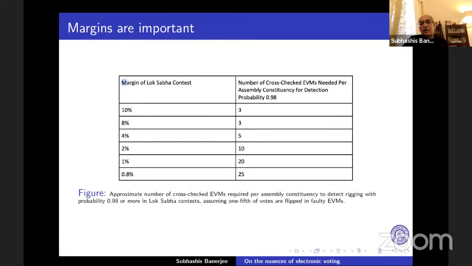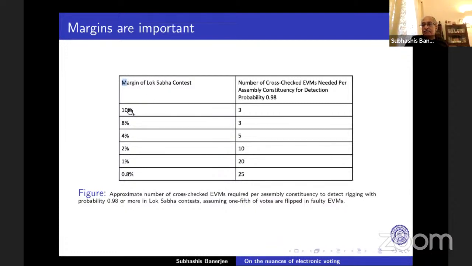So the other thing is that, of course, the margins are important. You cannot come up with a number of how many EVMs to audit independent of the margin. So common sense tells you that if the margin is a single vote, right? If party A has defeated party B by a single vote, then the audit will require manual counting of everything. Without manually counting everything, you can't say. But if the margin is 10 lakh votes, then you need to audit only a few things, right? If the margin is overwhelmingly large, that party A has defeated party B by 10 lakh votes, then counting a small number of votes is correct.